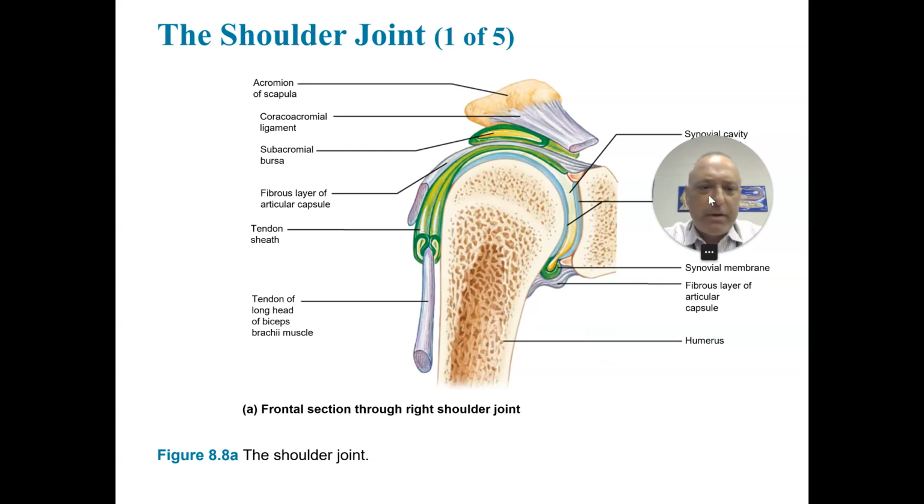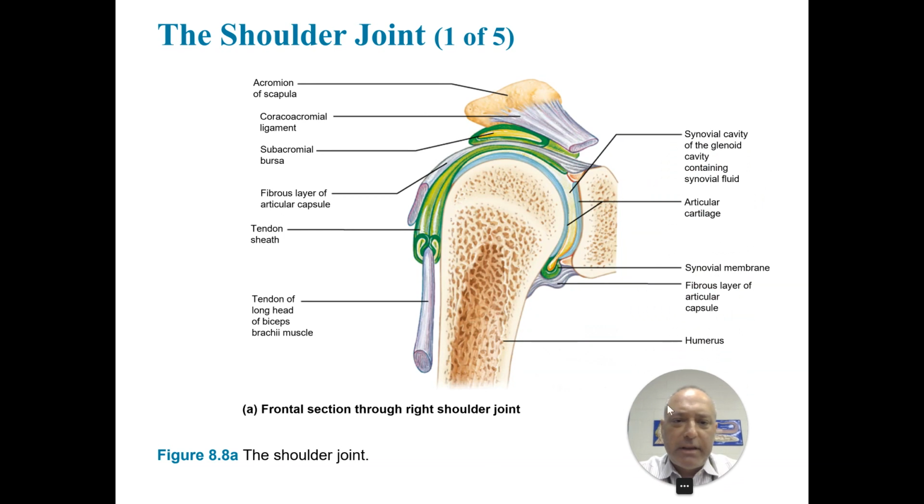Let's see what we have here. Here's a picture of the glenohumeral joint. We've got the humerus. We can see the subacromial bursa, as well as this tendon sheath, which is also synovial membrane.